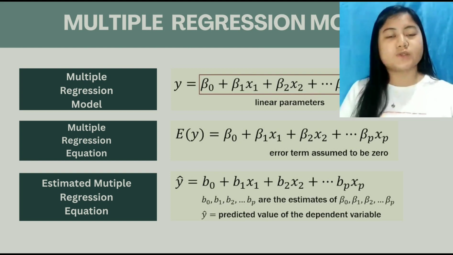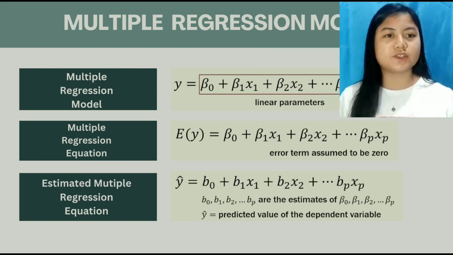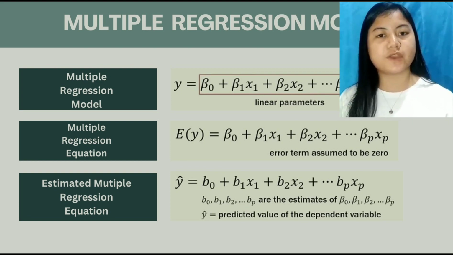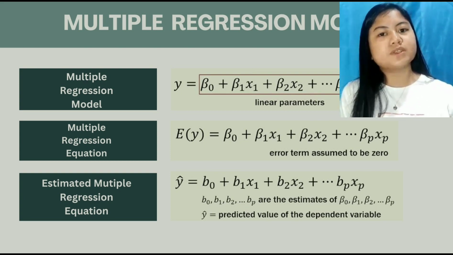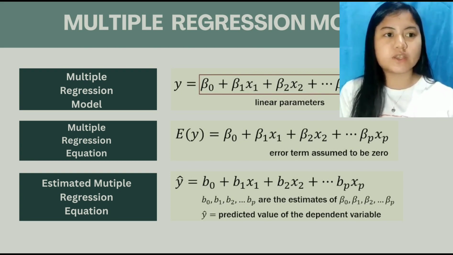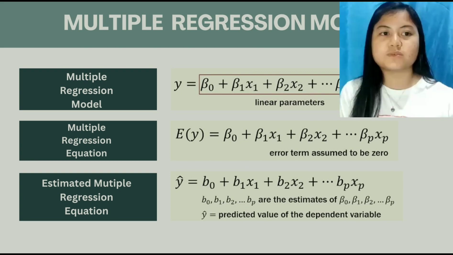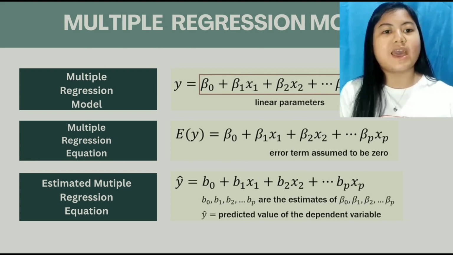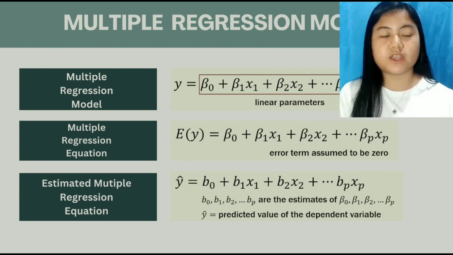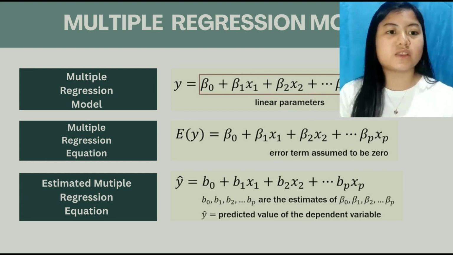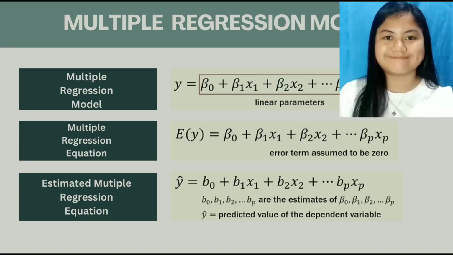variable. So to sum up, the multiple regression model provides the conceptual framework to analyze the relationship between variables, while the multiple regression equation represents the mathematical expression of the relationship, and the estimated regression equation is a specific equation derived from the data to predict the dependent variable based on the estimated coefficients.